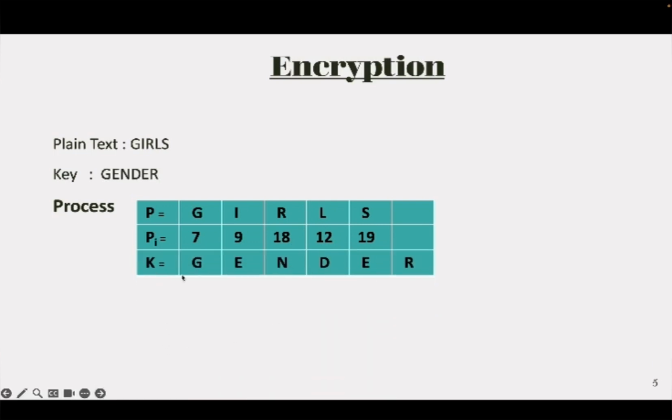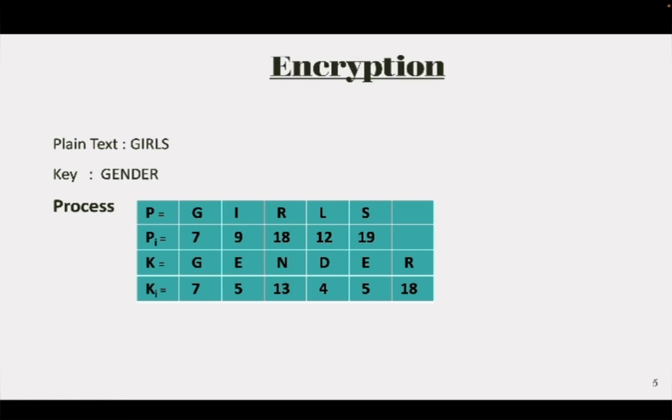Now we write our key value. At first we write the key in every single box. So here is 1 row and 6 columns. Now we write the value of A to Z in sequence number. So G equals 7, E equals 5, N equals 13, D equals 4, E equals 5, R equals 18.